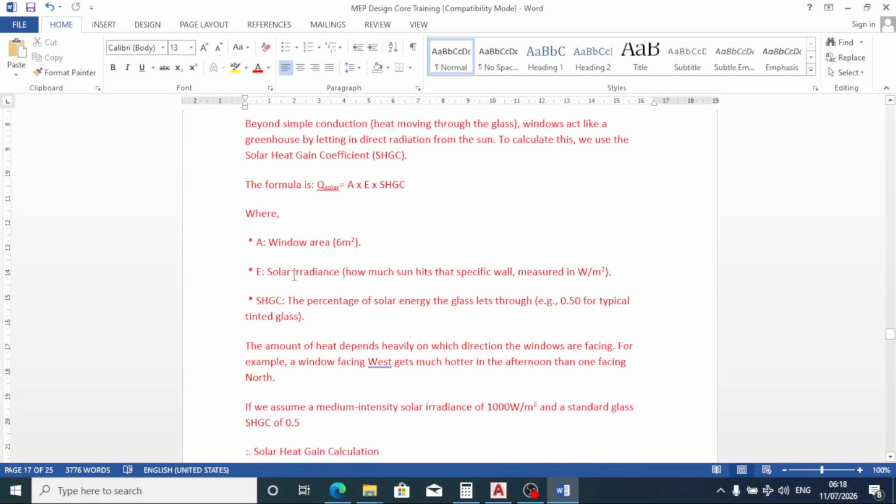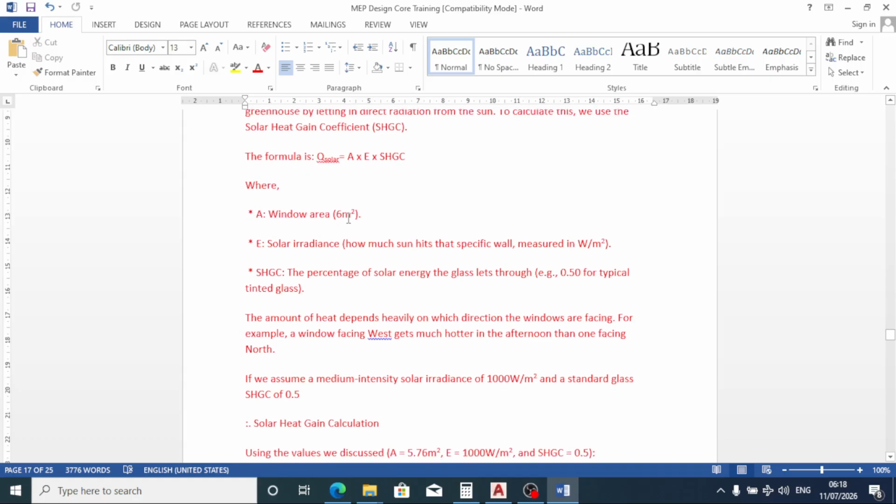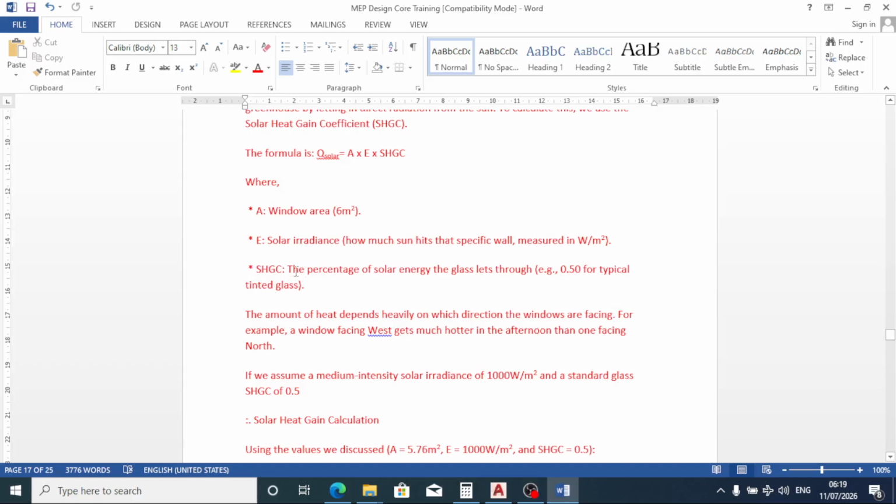This here is the definition. Area of window, that is A. E is the solar irradiance, which I explained. Solar heat gain is the amount of sun that the glass allows to come into the conference room, and we are going to use 60%.